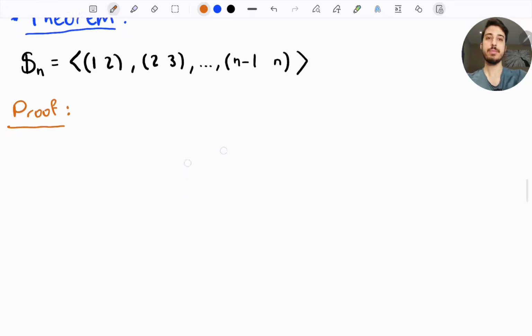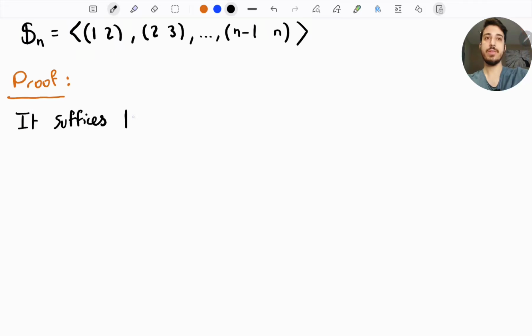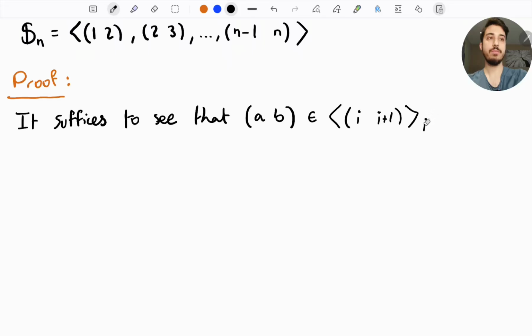So to prove this theorem, it suffices to see that any transposition (a b) is an element of this subgroup, (i i+1), where i ranges from 1 all the way to n minus 1. Because we know that any permutation in Sn is a product of transpositions, essentially these are the building blocks of all the permutations. So if the building blocks themselves are in our desired subgroup, then it is safe to say that the products of these building blocks are also in the subgroup generated by these elements.